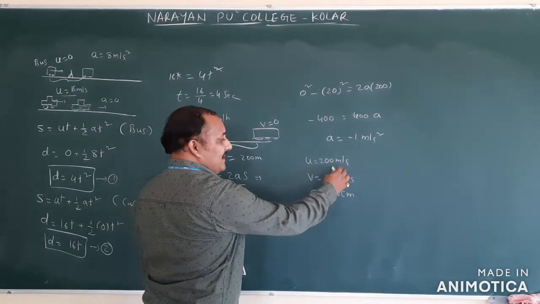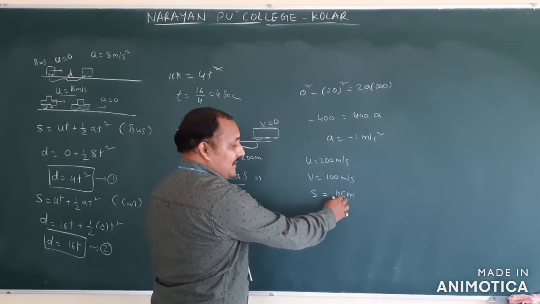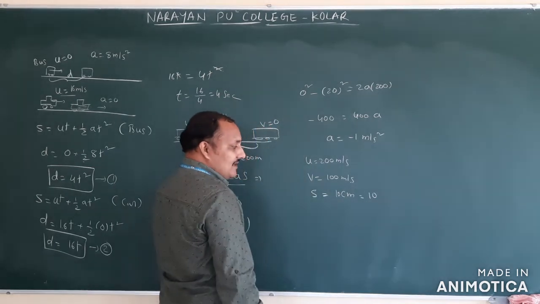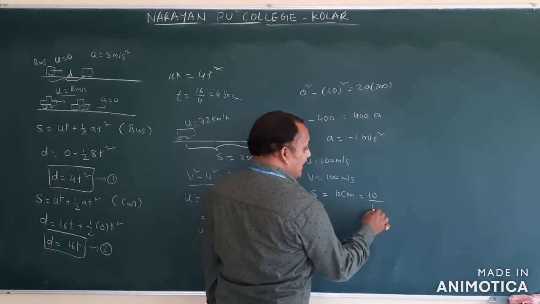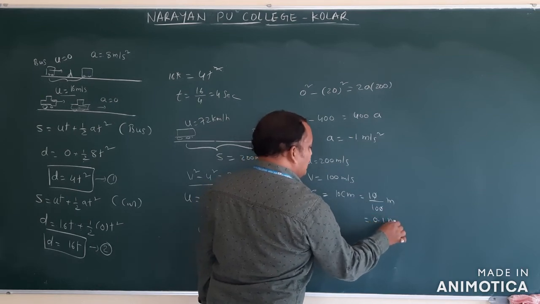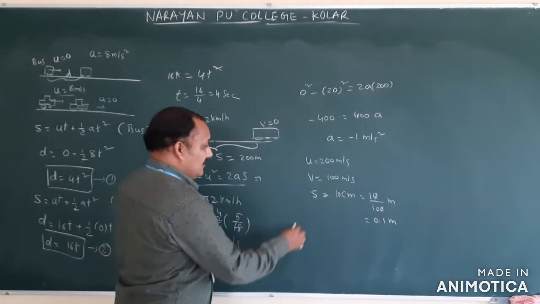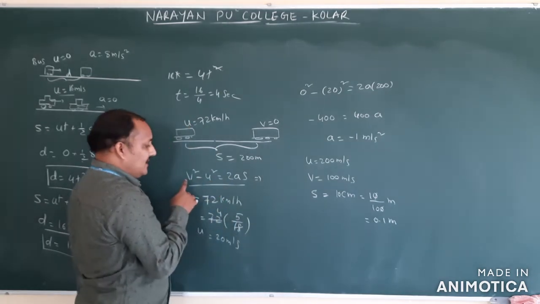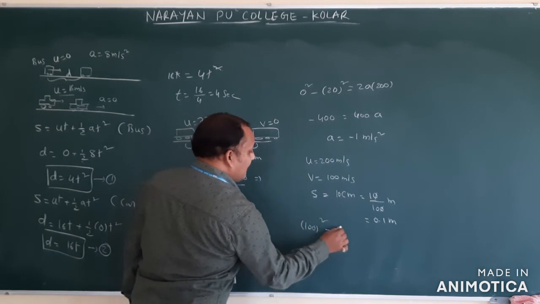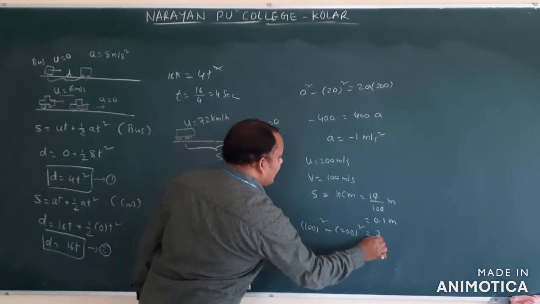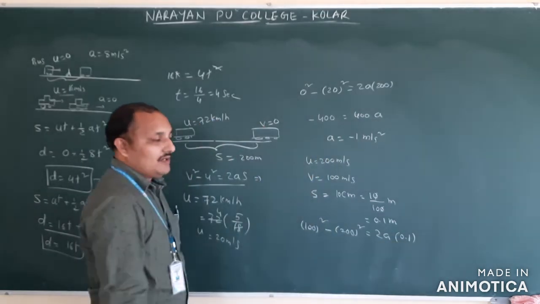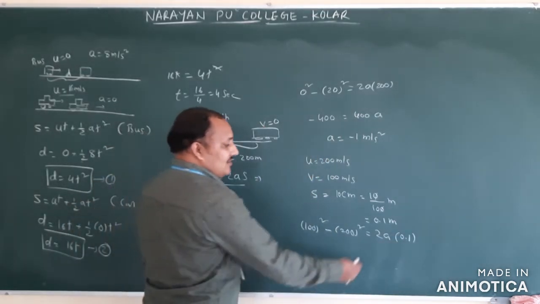Again, see, this is meter per second, but this is in centimeters. Therefore, first we have to convert into meters. 1 centimeter is equal to how many meters? 1 by 100. Therefore, 10 centimeters is 1 by 10, that is nothing but 0.1 meters. Substitute in this equation. I am not writing it once again. v value is 100. So 100 square minus 200 square equals 2a. s value is 0.1, otherwise 1 by 10 also we can take.